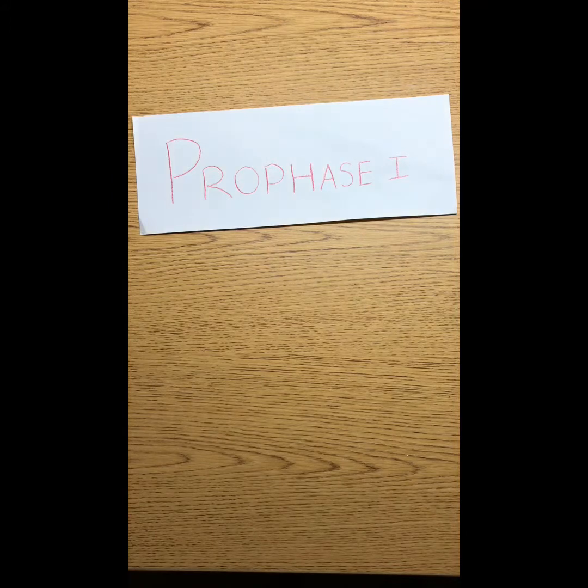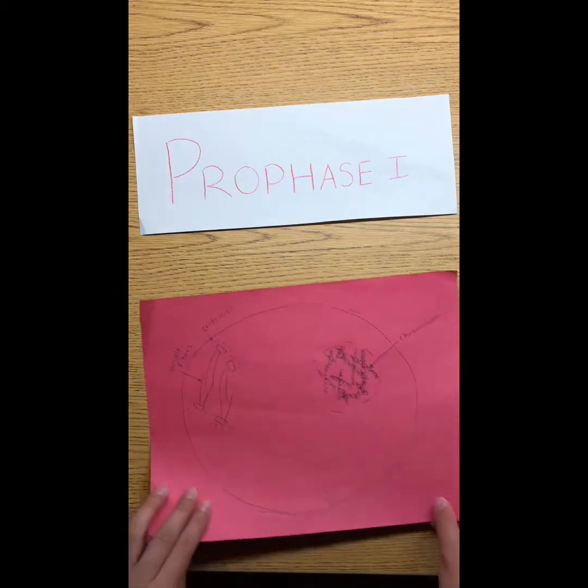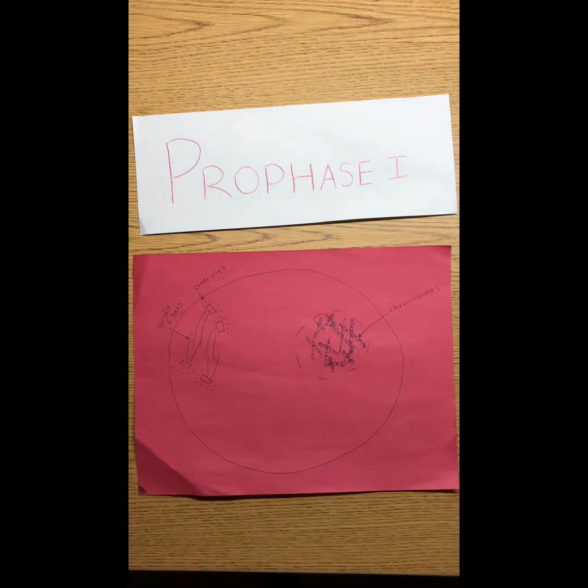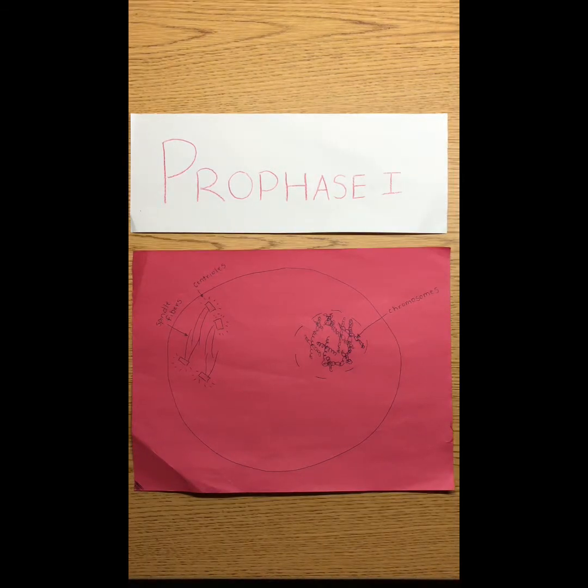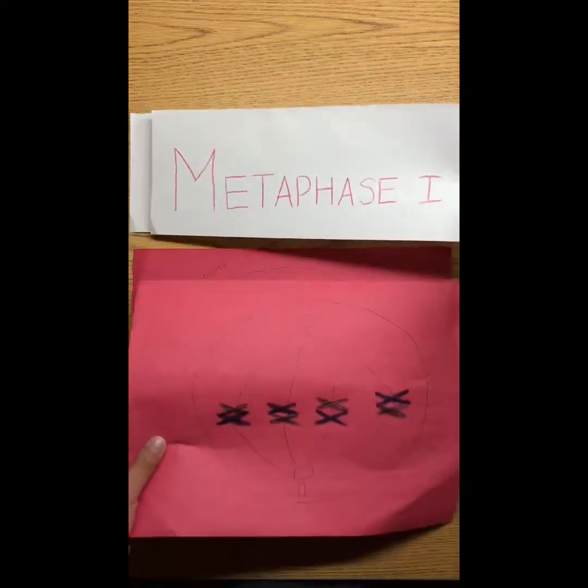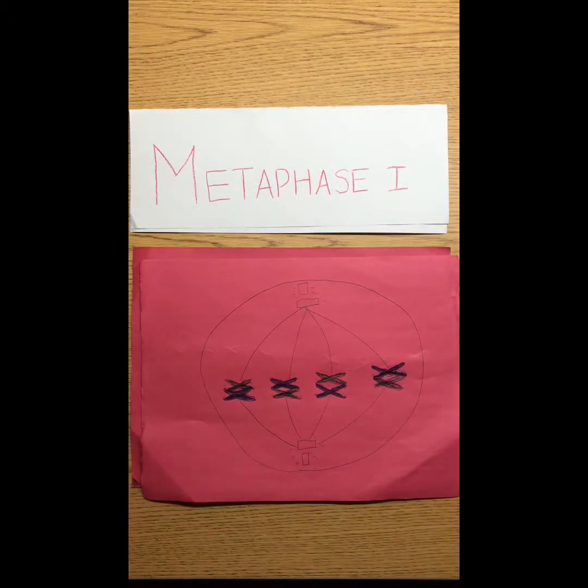Similar to prophase in mitosis, the nuclear membrane begins to disappear and the chromosomes begin to condense. The only thing that is different in prophase 1 is that crossing over begins to occur. Crossing over actually happens between prophase 1 and metaphase 1. This is when the chromosomes pair up and attach to each other, exchanging DNA.